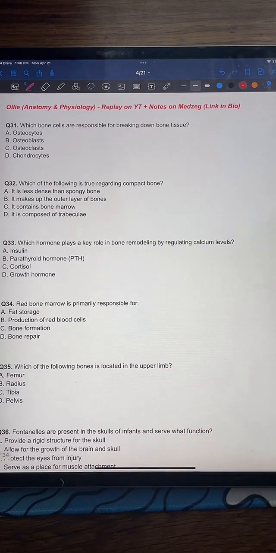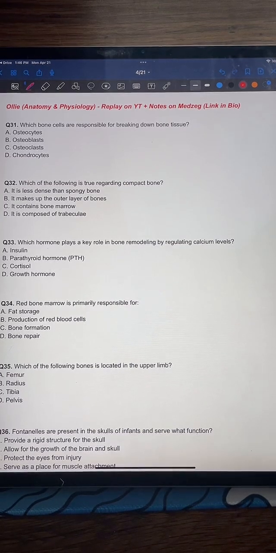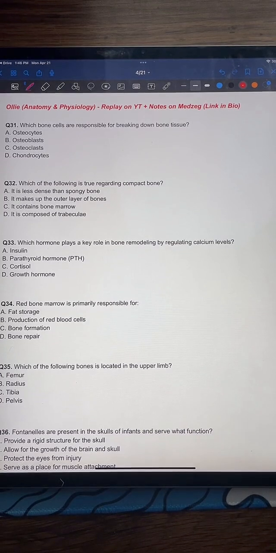Number 31, which bone cells are responsible for breaking down bone tissue? Epiphysis is the rounded end, absolutely. Number 31, which bone cells are responsible for breaking down bone tissue?